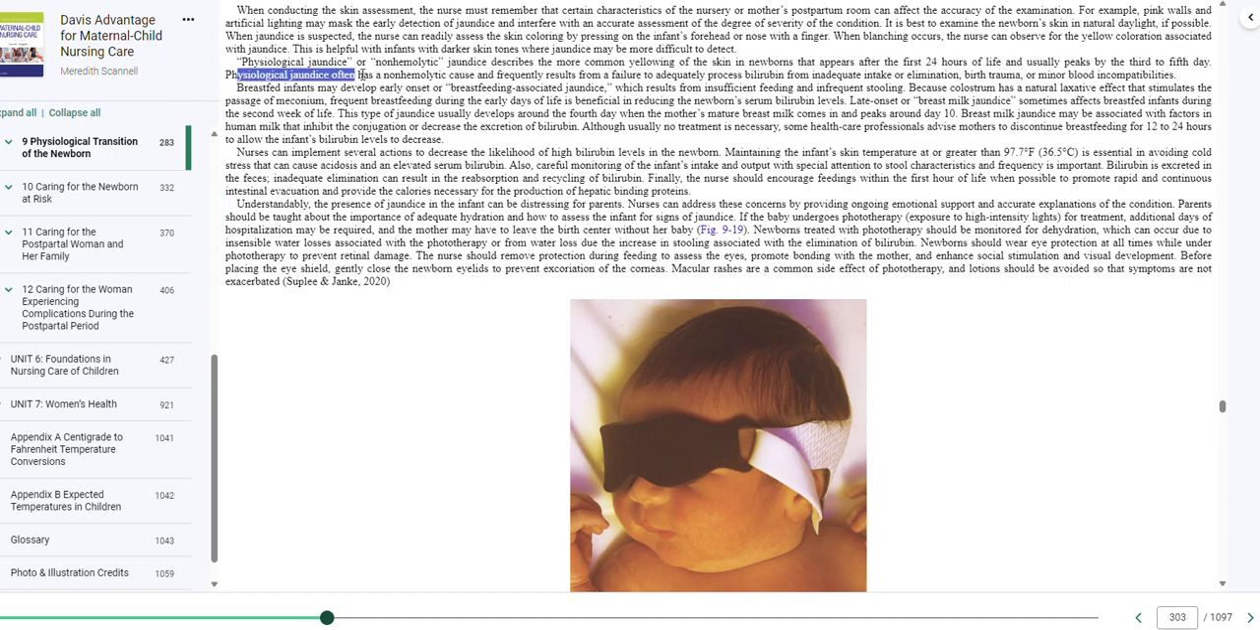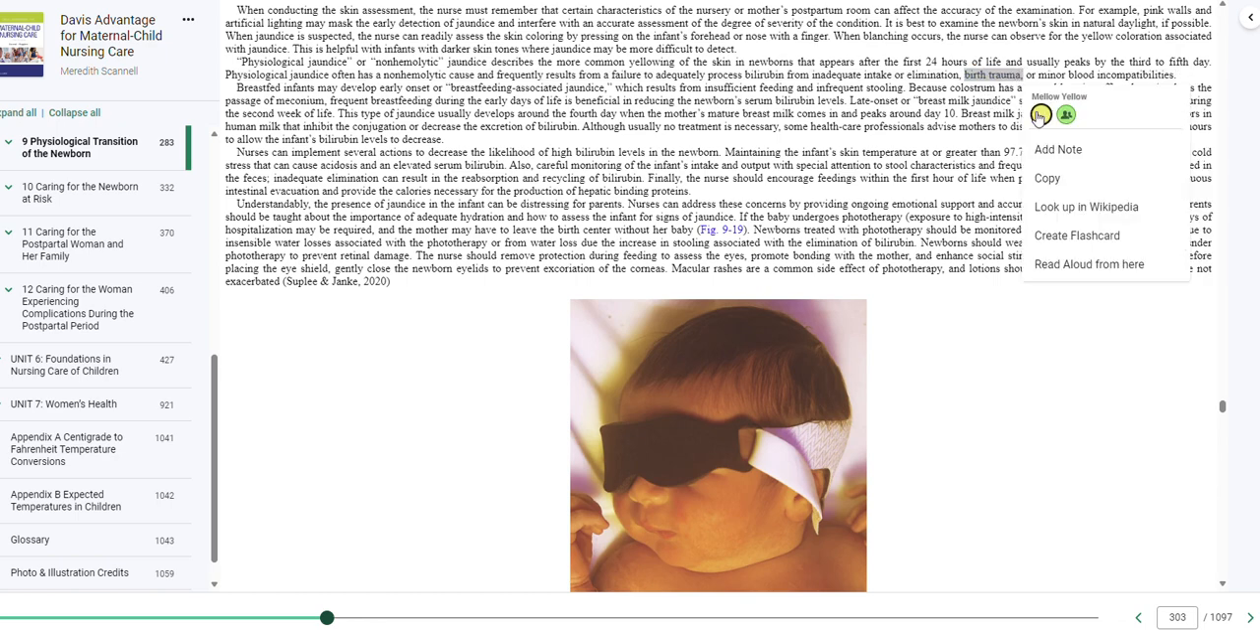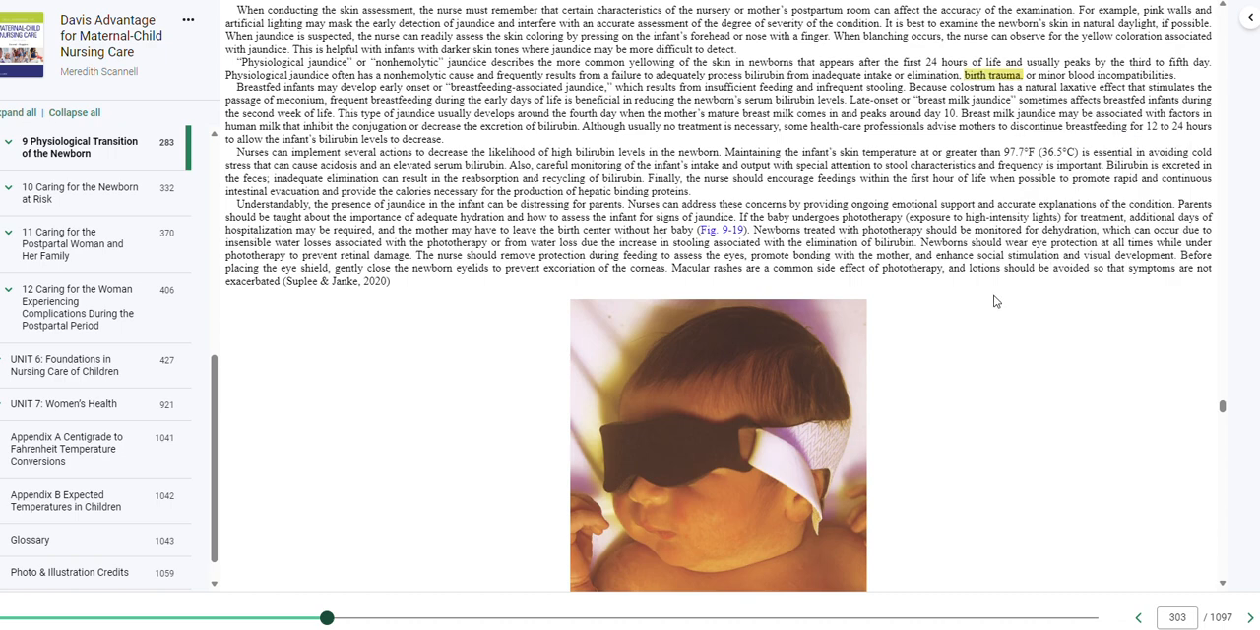It says physiological jaundice has often a non-hemolytic cause and frequently results from a failure to adequately process bilirubin from inadequate intake or elimination, birth trauma, or minor blood incompatibilities. Okay? So, key word is birth trauma. When a baby is bruised, that blood under the skin can cause bilirubin to form. Hence, you get a jaundice baby. Okay, the icterus comes out. All right.